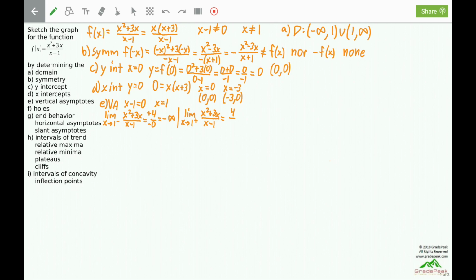We're approaching 1 from the right side here, which means we are more positive than 1. If we subtract 1 from that, it will be a positive number, though it does approach 0, so it'll be a positive 0. We have a positive 4 in the numerator. Positive over positive is positive. Non-zero over 0 is an infinity.